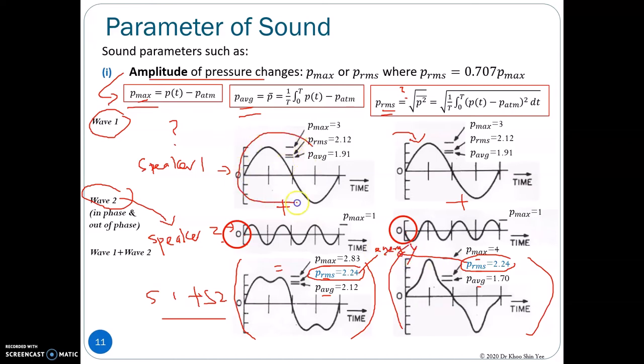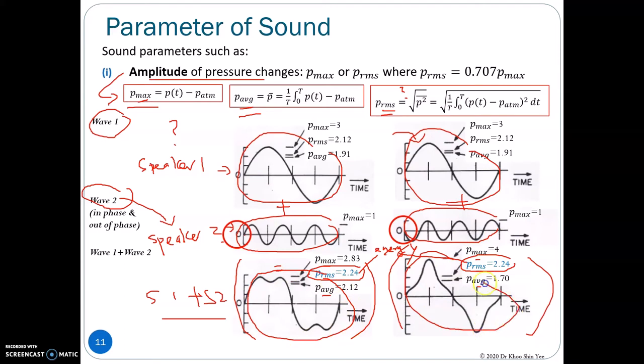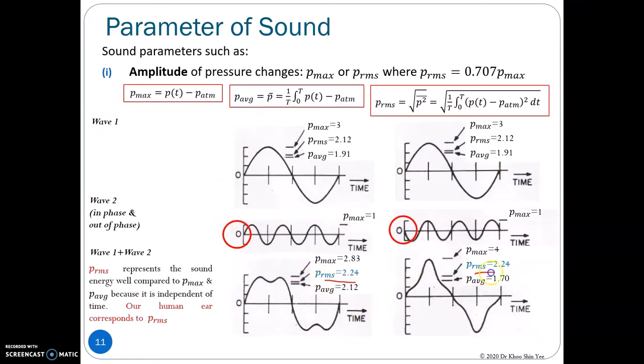Since the energy 1 and energy 2 from speaker 1 and speaker 2 don't change in these two cases, the total sound energy will remain the same as well. Based on this result, we can say that the RMS pressure represents the sound energy well compared to the maximum pressure and average pressure, because it's independent of time.